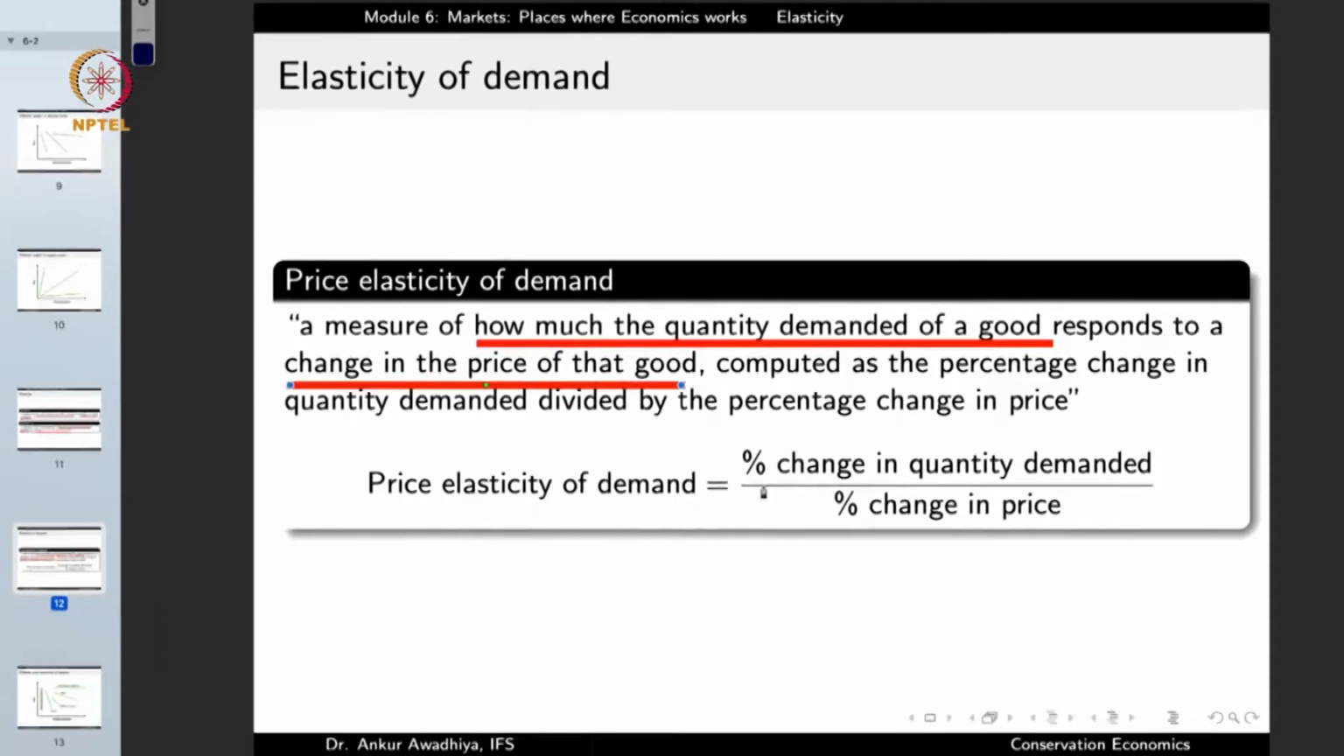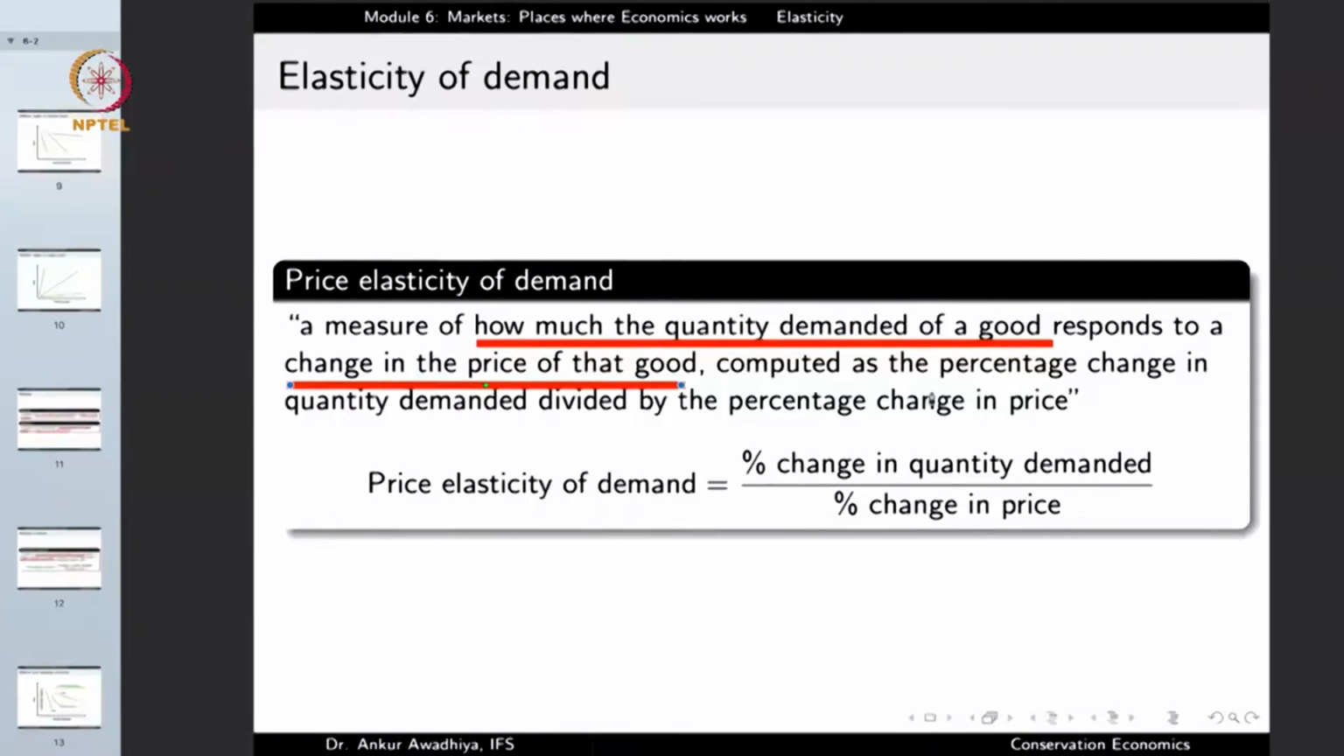So we are saying that there is a change in price and there is a change in the quantity demanded. The price elasticity of demand uses the percentage change in the quantity demanded. That is, if you decrease your consumption from 30 kgs to 27 kgs, there is a 10% decrease because you are reducing it by 3 kgs. If you reduce it from 30 kgs to 15 kgs, then there is a 50% change. So this is what is there in the numerator: percentage change in the quantity demanded, divided by percentage change in price.